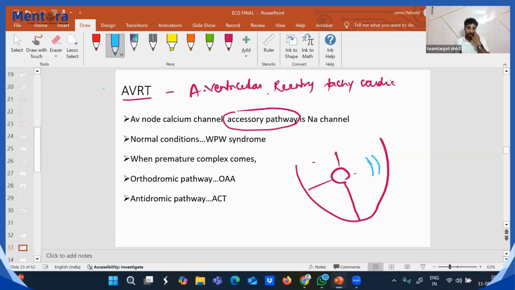Here the patient will have some accessory connection between the atria and ventricle. Listen to this again for 2 minutes; if you understand, there is nothing to memorize. What is an accessory pathway? Other than the AV node pathway connecting atria and ventricle, there is one more pathway, called an accessory pathway. One important point I discussed previously is that the AV node is a calcium channel, so it is slow depolarizing. That's why you have a PR interval.